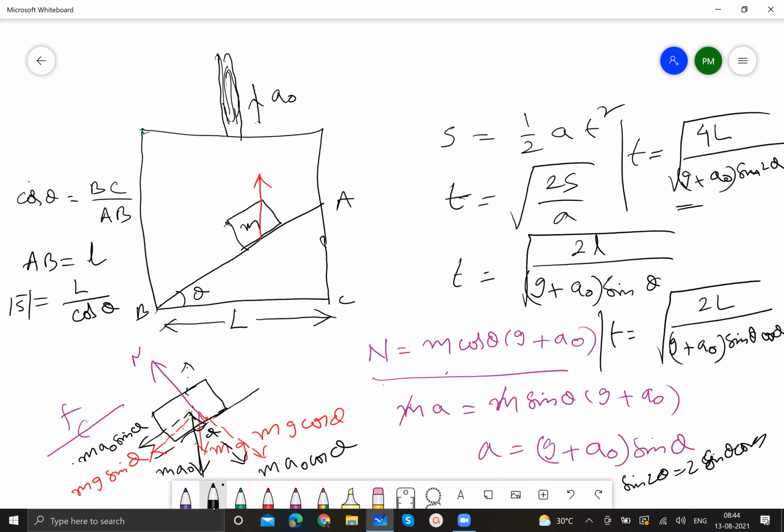You can take this as the standard model, because the lift is moving up. If he says the lift is moving down, in place of plus you will get minus. If it is moving with uniform speed, acceleration is 0, so it becomes root of 2L by g sine theta. You have to modify.